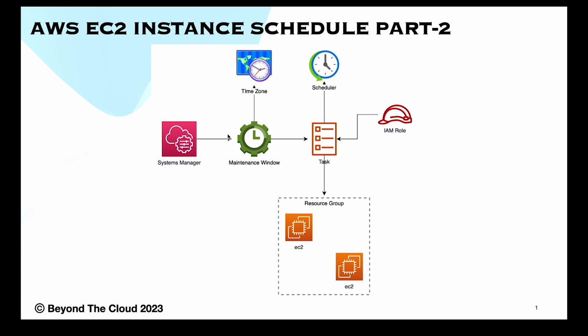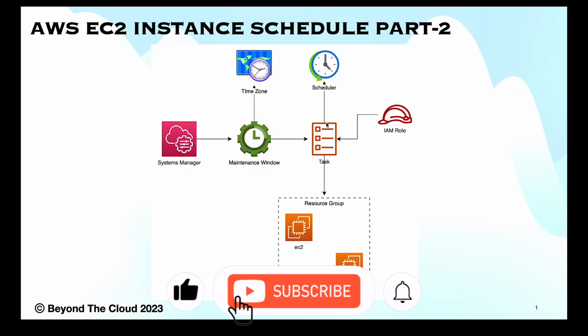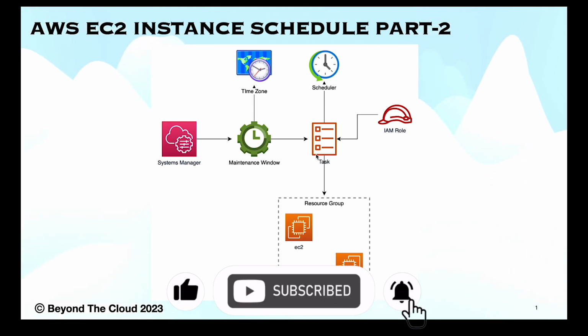Now, the maintenance window can run on this time zone, but what will it do? We have to assign a task to that maintenance window. So this is the task. This task runs on a schedule, whether it is a 5-minute job, or it runs every 30 minutes, or every 1 hour. So that is a schedule. Don't mix up time zone and schedule. Time zone is for the maintenance window, schedule is for the task.